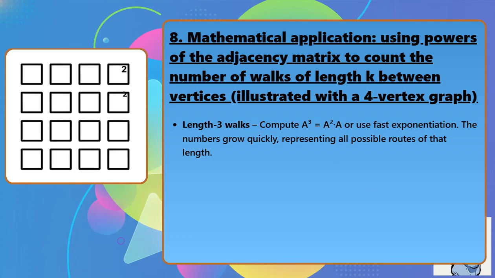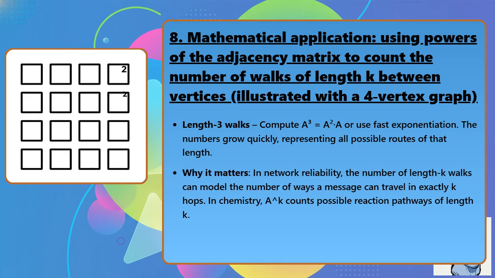Length 3 walks: compute A cubed equals A squared times A, or use fast exponentiation. The numbers grow quickly, representing all possible routes of that length. Why it matters? In network reliability, the number of length k walks can model the number of ways a message can travel in exactly k hops.